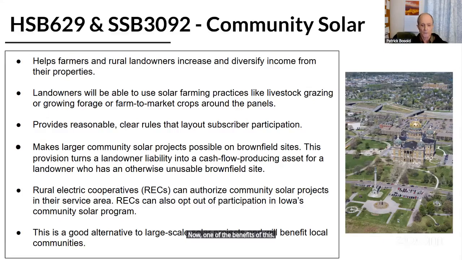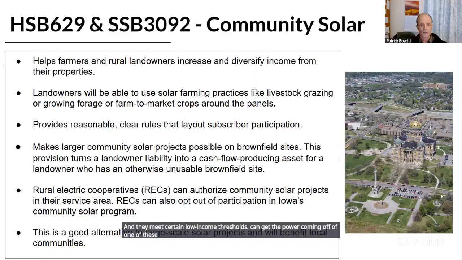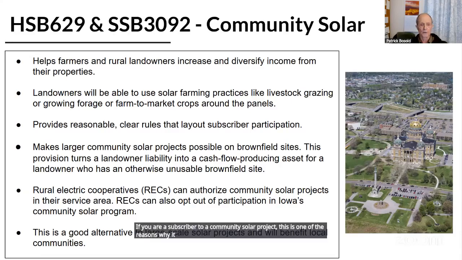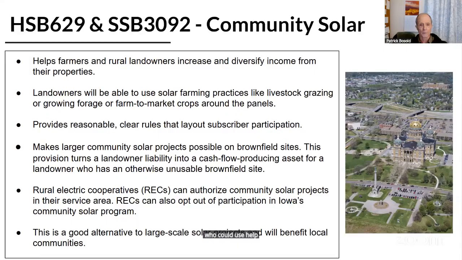Now, one of the benefits of a good community solar program is the people who subscribe, if they are having trouble paying electric power bills and they meet certain low income thresholds, can get the power coming off of one of these at a discount when they subscribe to it. So what that means is you would be looking at a 10 to 20% reduction on your bill if you are a subscriber to a community solar project. This is one of the reasons why it is called community solar, because it's a benefit to community members who could use help with paying their electric power bills.